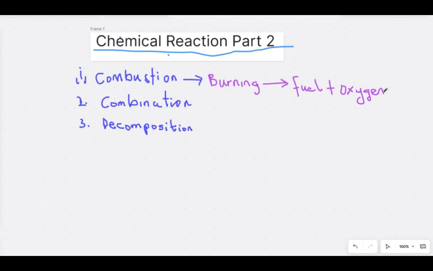So combustion reaction means burning, and burning entails burning fuel with air, reactive fuel in the presence of oxygen. The energy that is stored in the fuel, like in your gas, burns to produce heat energy. The fuel contains what we call chemical energy. The chemical energy in the fuel burns in the presence of oxygen to produce the other products.